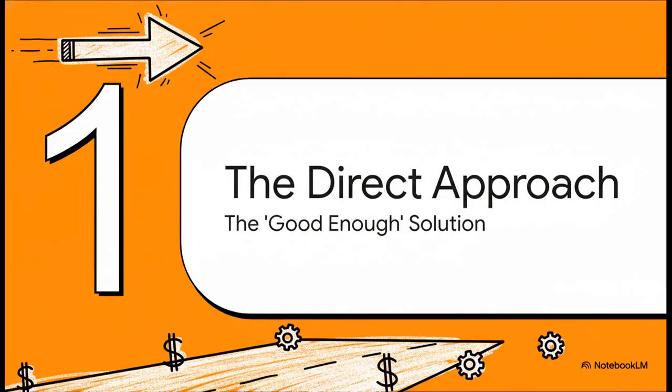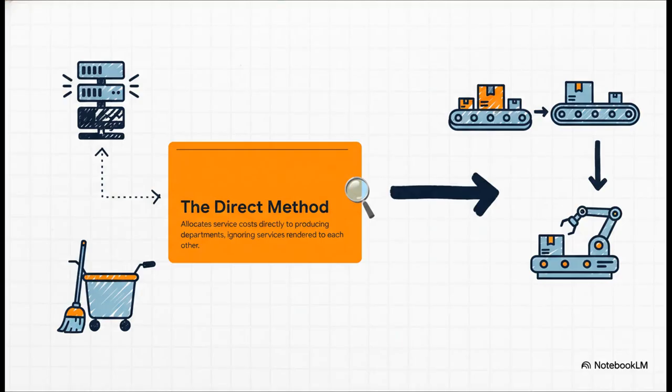Okay, let's start with method number 1, the direct approach. And as the name implies, it is the most straightforward, no-frills way of doing things. For a lot of companies, it's the good enough solution. So with the direct method, you take all the costs from a service department, like IT, and you just push them directly to the production departments.